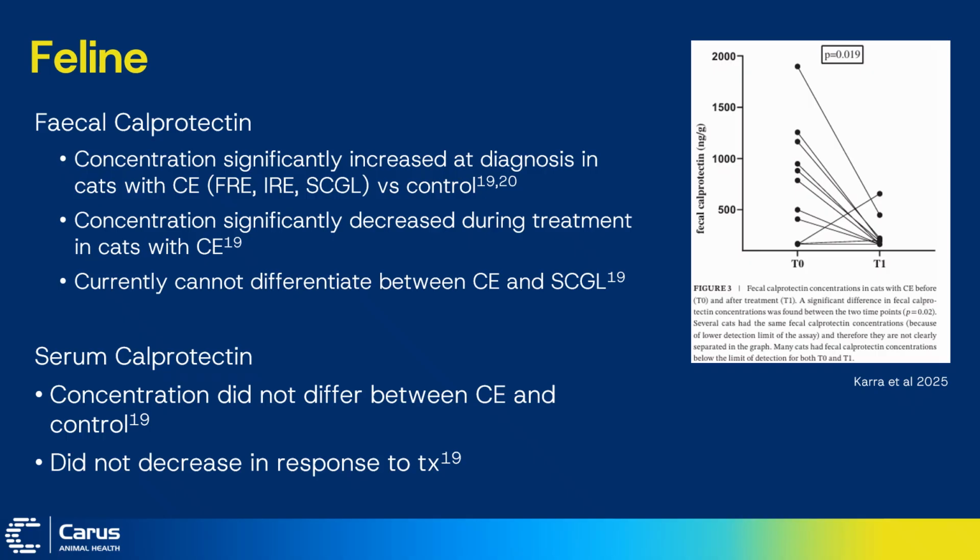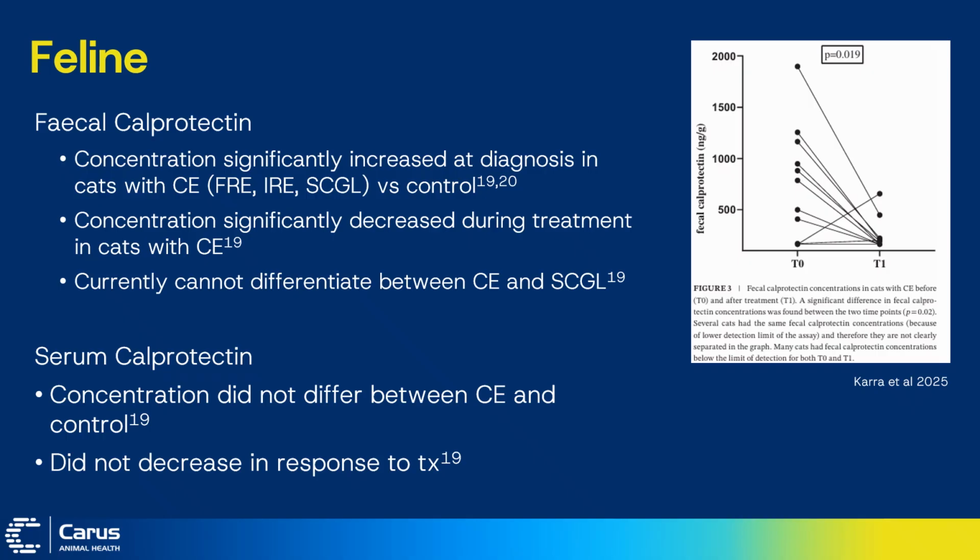calprotectin to be significantly increased versus controls. It was also found to significantly decrease during treatment, which we can see in the graph here again. But so far, unfortunately, it has not been found to be able to differentiate between chronic enteropathy and small cell gastrointestinal lymphoma.